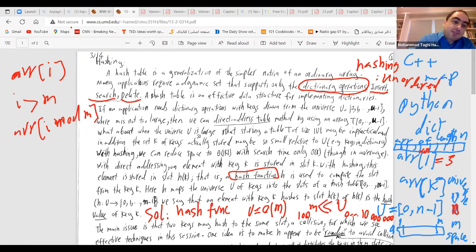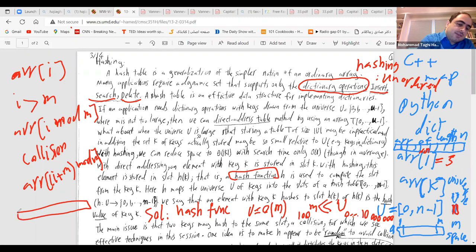The only thing here is that we may have some collision. So what is the collision? It is that if we have, for example, I mod M, and the next time we are talking about the array of I plus M mod M. In that case, both of them, because M mod M would be nothing, are going to the same place essentially. So this guy is going to here, and this guy is going to here as well. That's the thing that we call collision.